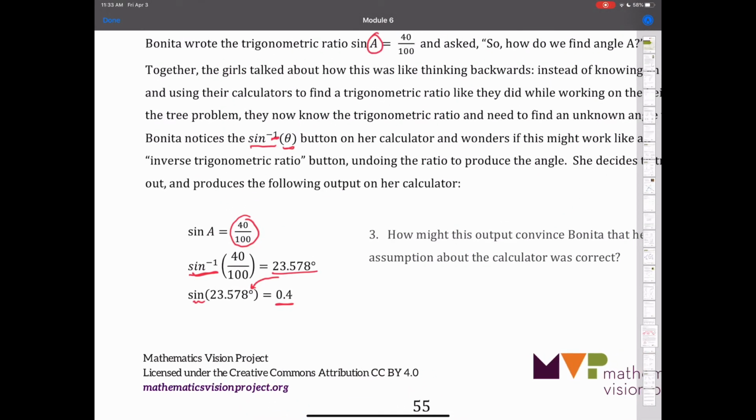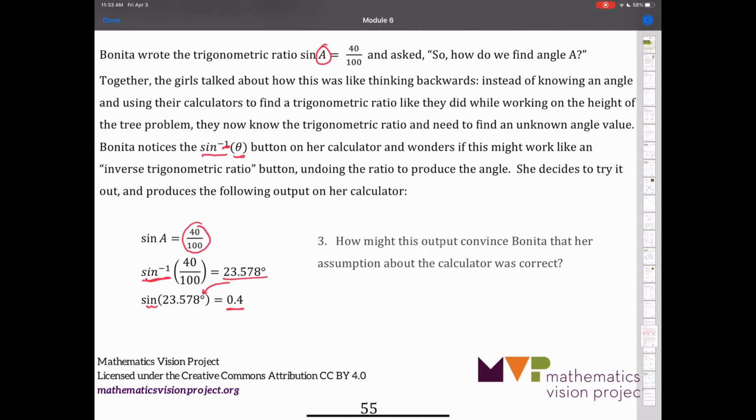All right, so looking at number 3, how might this output convince Benita that her assumptions about the calculator were correct? Well, we can look and say, okay, when I use this as my input, I get this output, and then when I use this output as my input, I get this output, right? Which is the definition of an inverse function. You get the same output secondarily as was your original input. So that's how we can be convinced that the calculator assumption was correct.